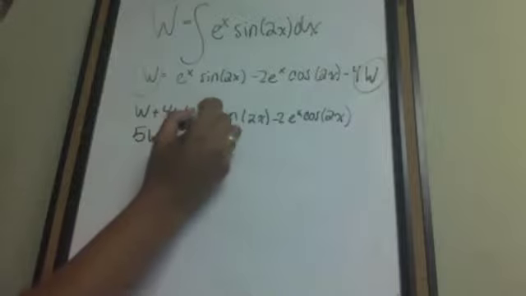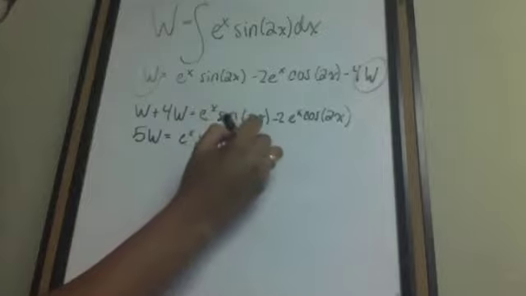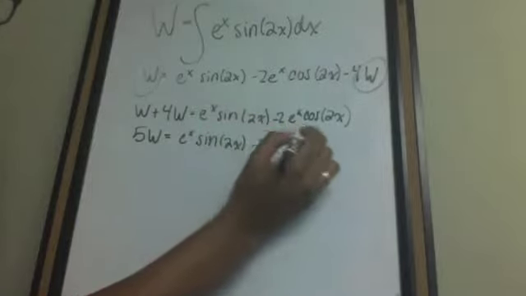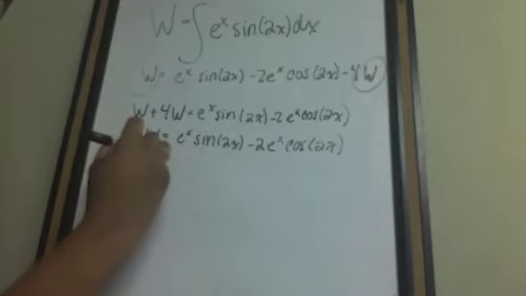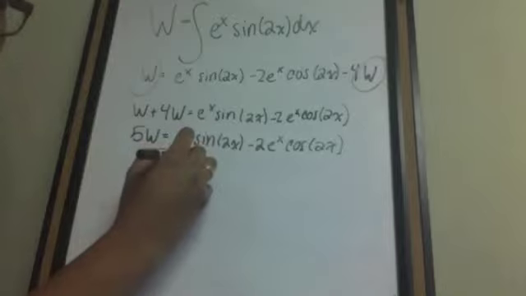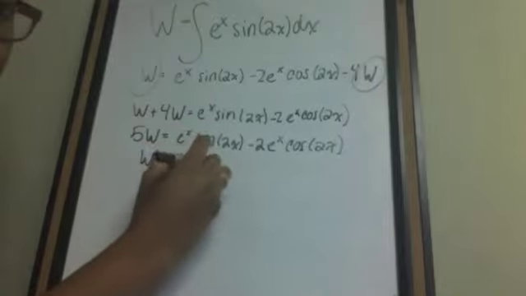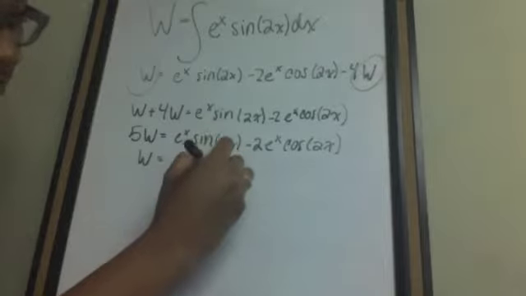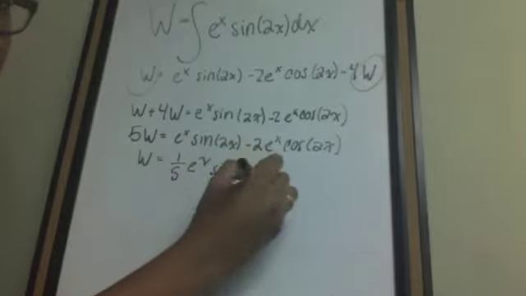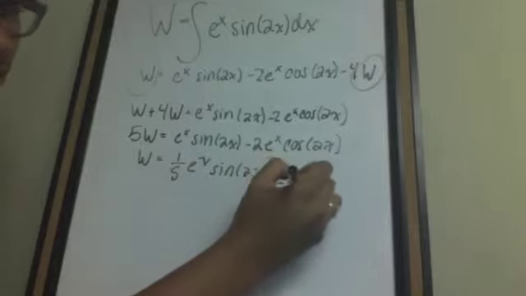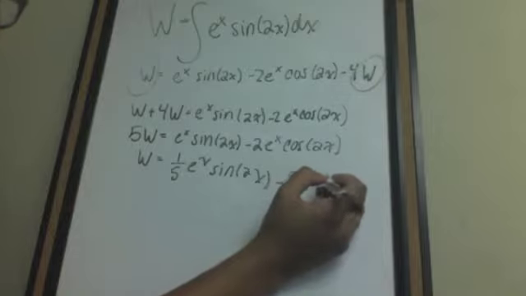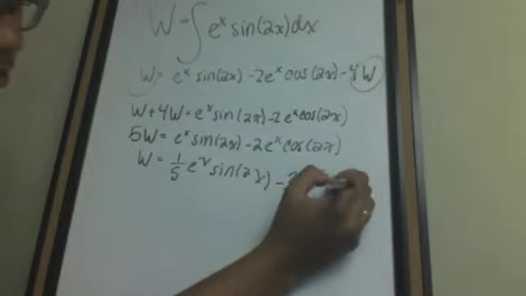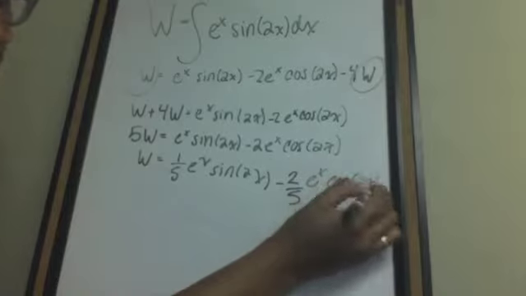5w equals e to the x sine of 2x minus 2 e to the x cosine of 2x. w equals 1 over 5 e to the x sine of 2x minus 2 over 5 e to the x cosine of 2x. I'm just taking this coefficient and putting it over the other 2, underneath our other 2.